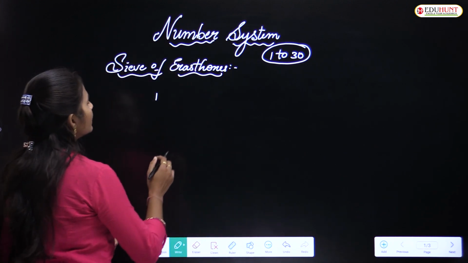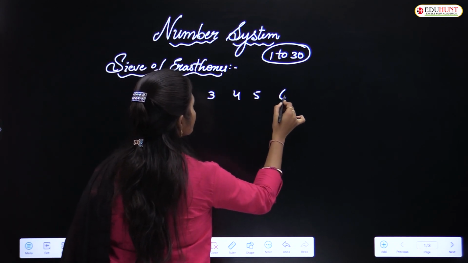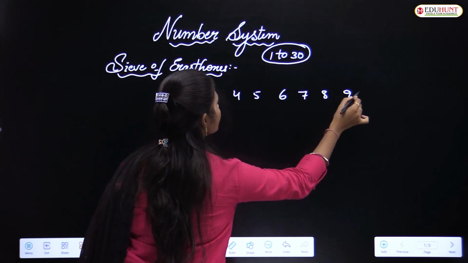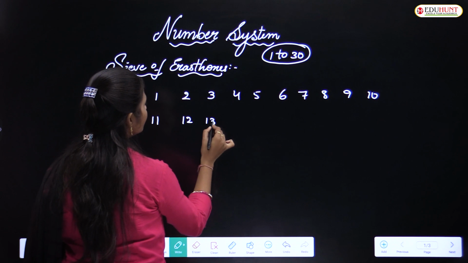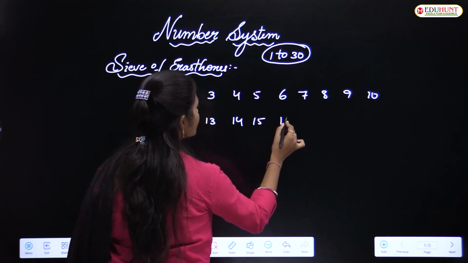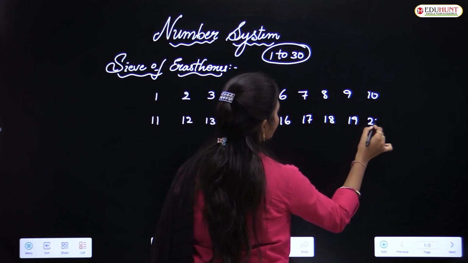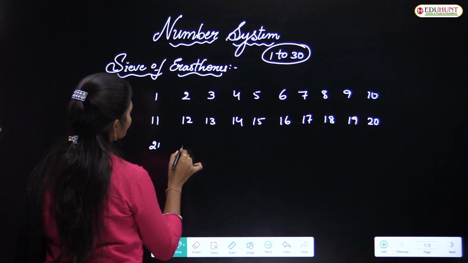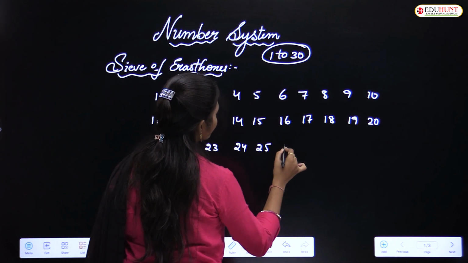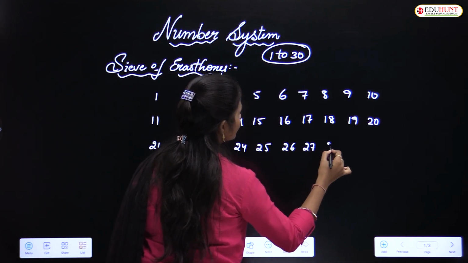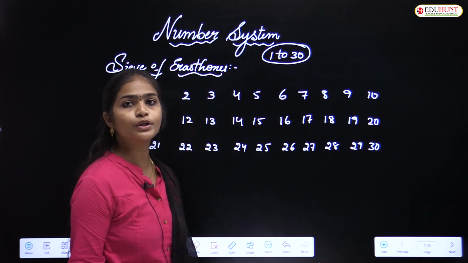See here: 1, 2, 3, 4, 5, 6, 7, 8, 9, 10. 11, 12, 13, 14, 15, 16, 17, 18, 19, 20. And here 21, 22, 23, 24, 25, 26, 27, 28, 29, 30. So here I have taken the numbers from 1 to 30.